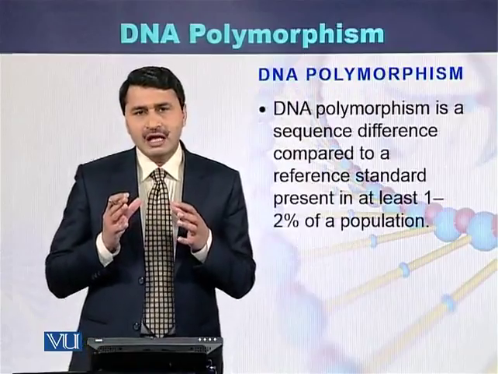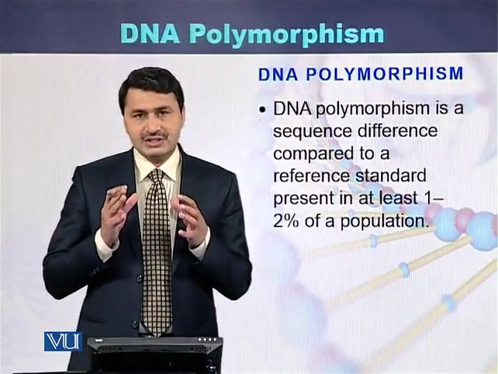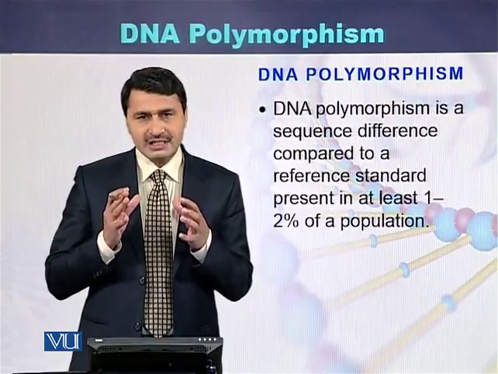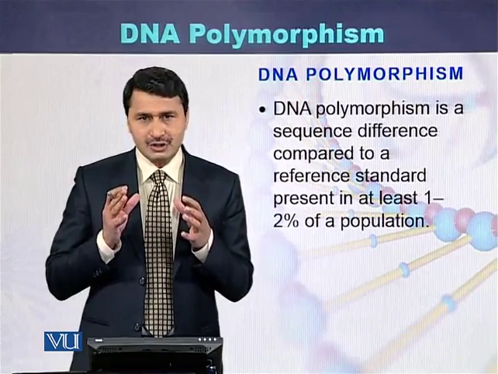So we conclude that DNA polymorphism is a sequence difference compared to a standard reference which is present in 1 to 2% of a particular population.